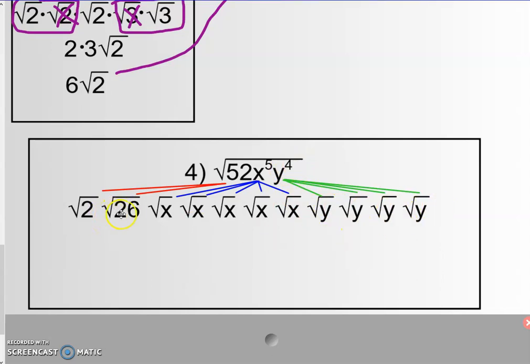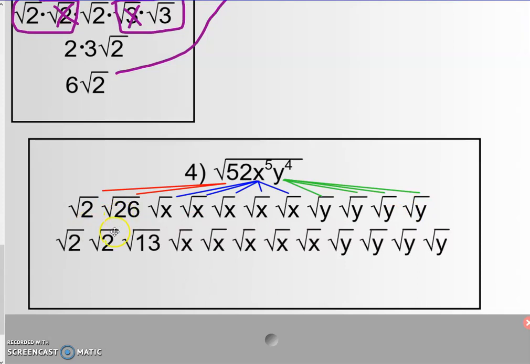I think I can break this up even further. 26 breaks down into 2 times 13. And there are my 5 x's and my 4 y's. So now when I hunt out my twins, I see, well, we have a pair of 2's. So one 2 gets out. The other one, not so lucky. There's nobody to break out this 13.